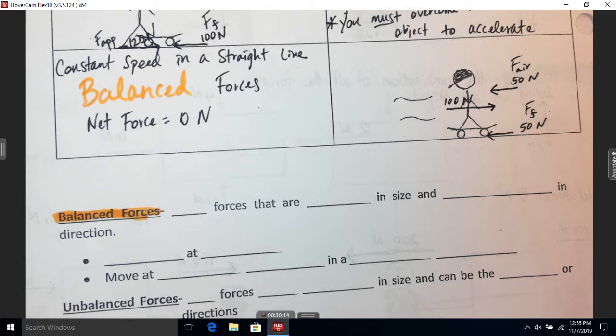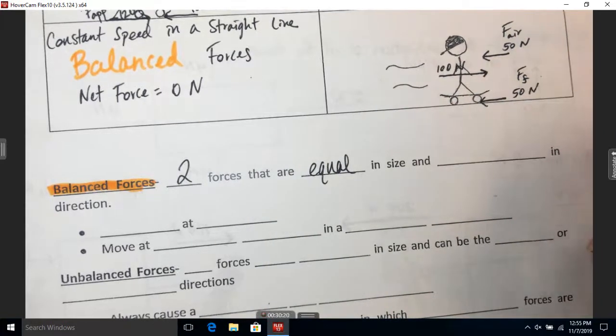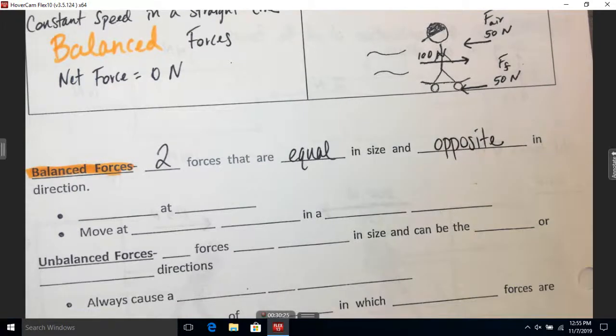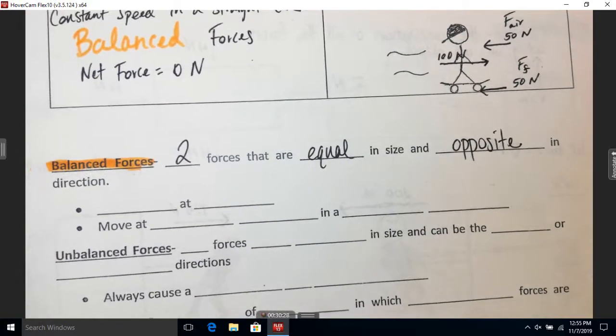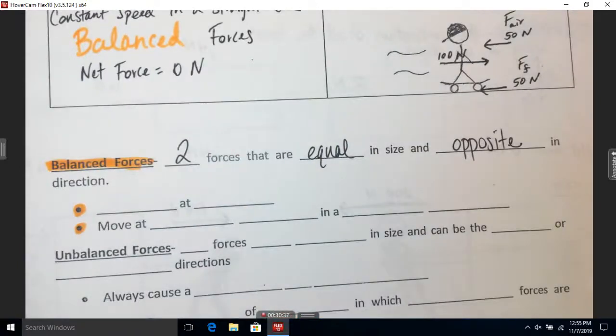Balanced forces: two forces that are equal in size but opposite in direction. Equal in size and opposite in direction. So you can look at your pictures above. What were the two ways that we got balanced forces? What was our motion at the top? At rest, and then what was the last one? Those are the two things that you get from balanced forces.